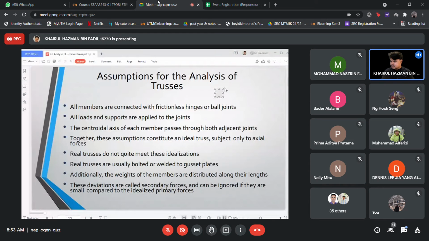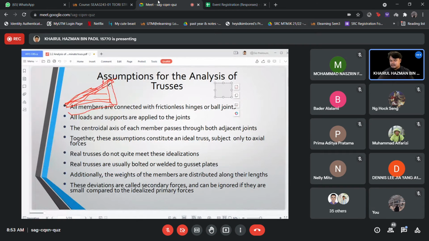If you have a truss like this, which is the part where we have, okay, the axial forces is the forces acting inside the members.